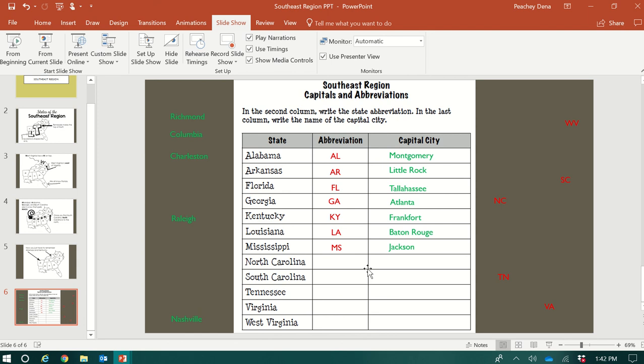Then North Carolina is pretty easy because it is the first letter of each of the names. So North Carolina, NC. And the capital city, if you guessed Raleigh, you are correct.